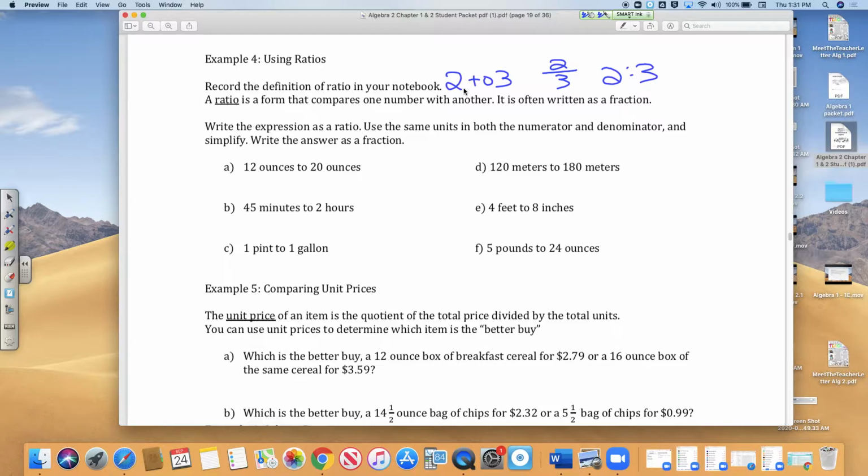Now what's important is we have to simplify our fractions, and what's also important is that when we are making these ratios, the numbers have to be in the same unit. Once we get to a problem that's not like that, I'll explain why.